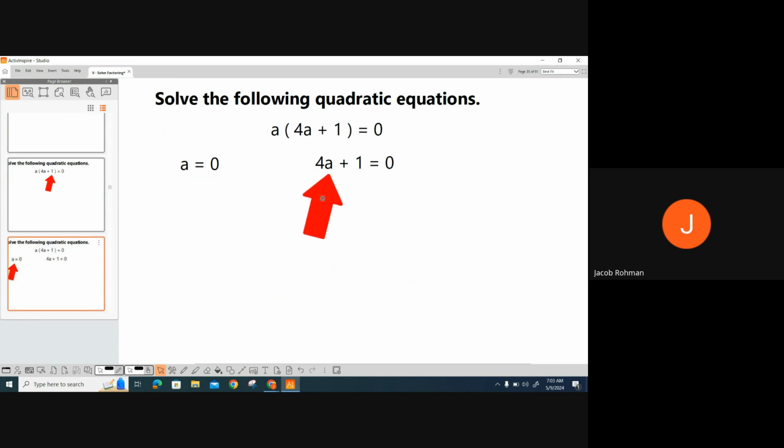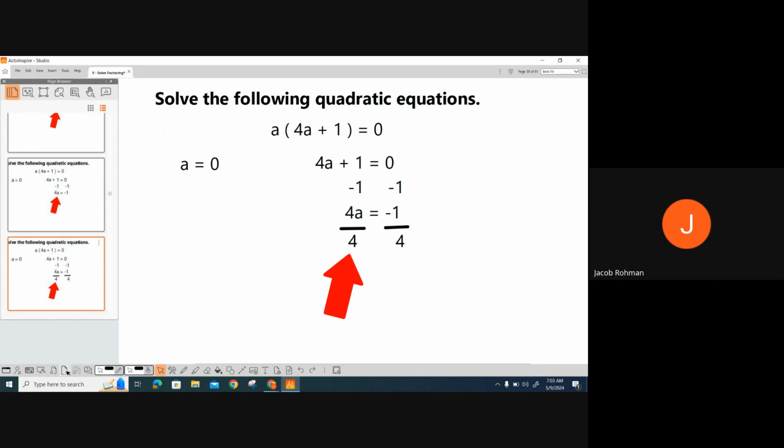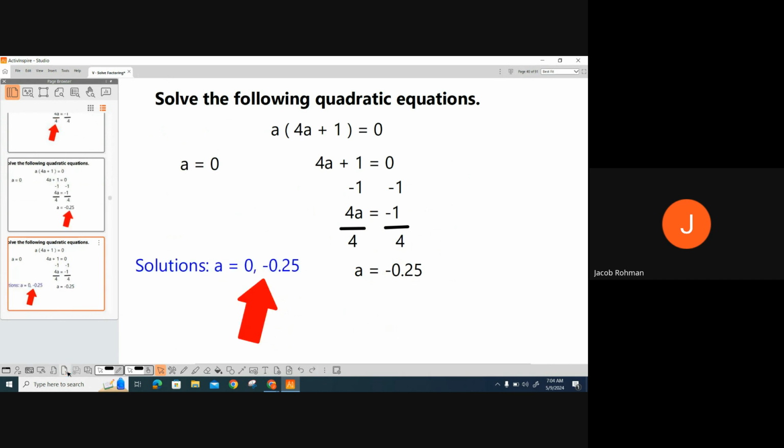But here, to find which value of a makes this equation true, let's start by subtracting 1 from both sides, and that's going to leave us with 4a equals negative 1, and then we're going to divide by 4 on both sides, and then that's going to leave us with a equals negative 0.25. Remember, negative 1 divided by 4, not 4 divided by negative 1. Those are two very different answers. And so here we would say the solutions are 0 and negative 0.25.